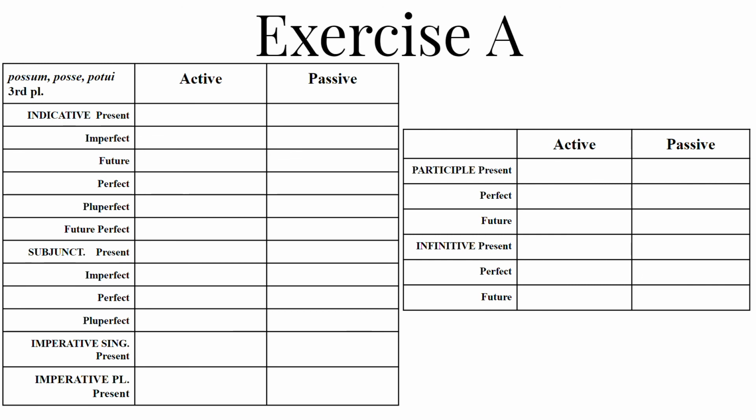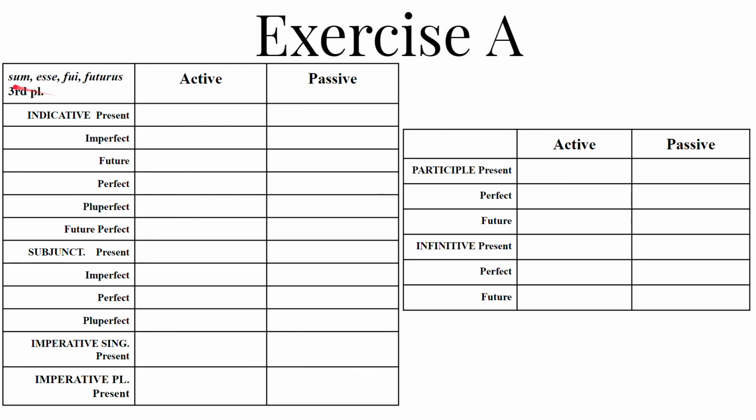For the present tense, sum, es, est, sumus, estis, sunt, it's possum, potes, potest, potsumus becomes possumus, potestis, and then potsunt becomes possunt. So you wrote sunt here for sum. Here you're going to write potsunt, where that T becomes an S: possunt, double S. No passive for possum. It means to be able to. It already has be in it.